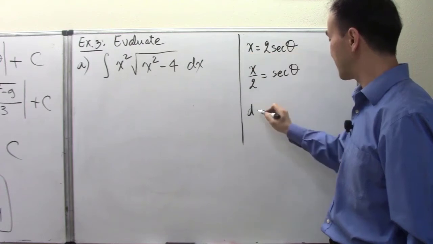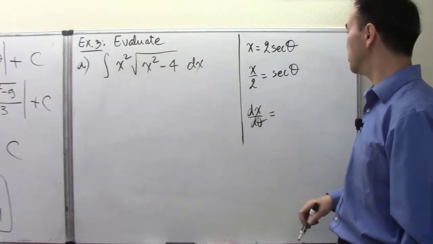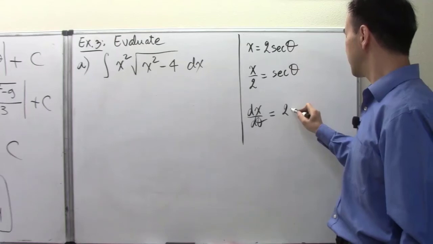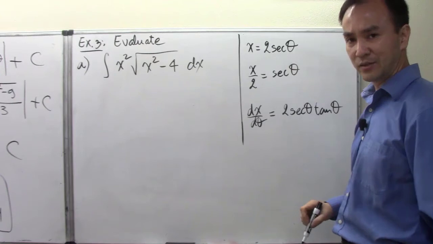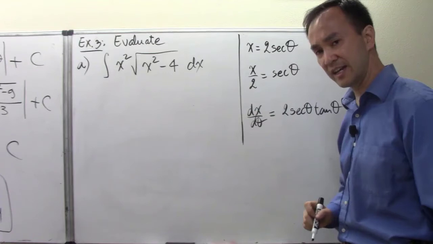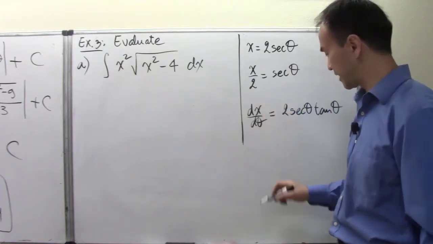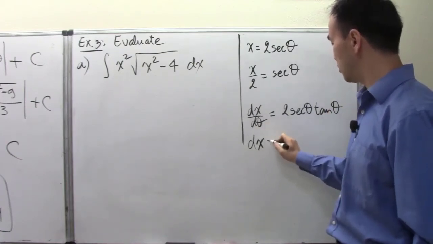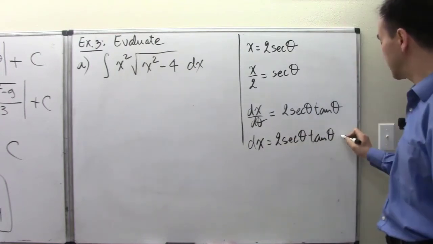be regarded as a function of theta. So dx d theta, as the derivative of our function x in terms of theta, will equal, so now I'm looking at 2, taking the derivative of secant is going to be secant theta times tangent theta. All right, and so that means now seeing this notation here as a ratio of two differential expressions, I can multiply the d theta to the other side. So dx equals 2 secant theta times tangent theta times d theta.